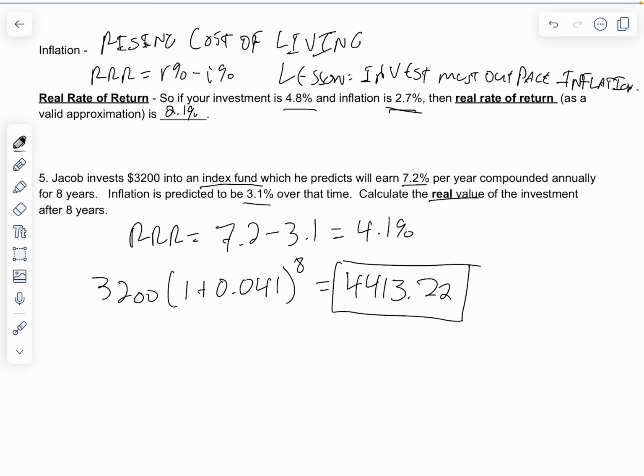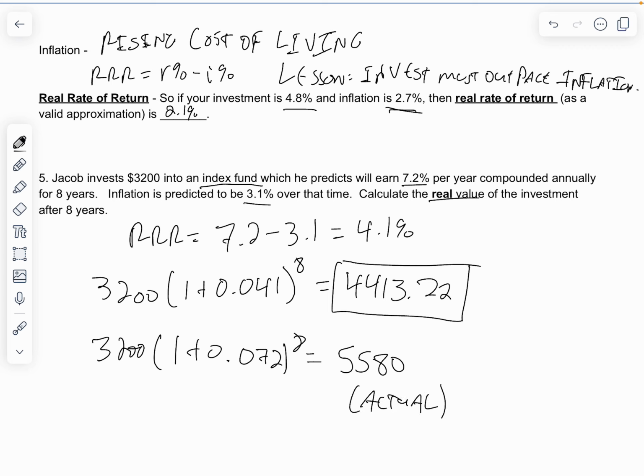And that's the real rate. So that's the real value that he'll have, like spending purchasing power, after those 8 years. And the way to think about it, I guess, is like if you did the 3,200, I'm trying to think of a way to make this relatable. Not 0.041, we're going to do 0.072 raised to the 8th power. Well, we get 3,200 times 1.072 raised to the 8th. So if you use this number, which is 5,580, because that is the amount of money you will actually have.